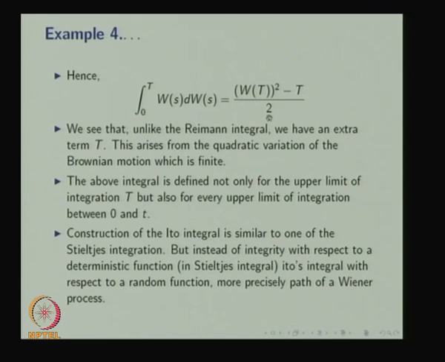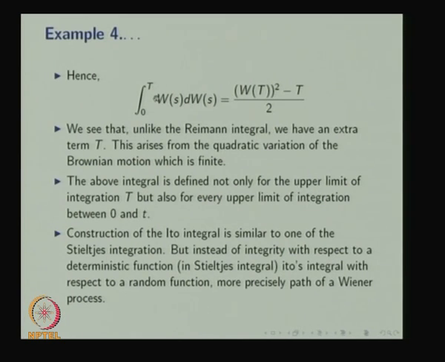So, the next remark: the above integral is defined not only for the upper limit of integration capital T, but also for every upper limit of integration between 0 and capital T. In this integration, we have taken the upper limit as capital T. Therefore, we have used the quadratic variation of Brownian motion over the interval 0 to capital T, that is capital T. But instead of that, we can go for a variable small t also.